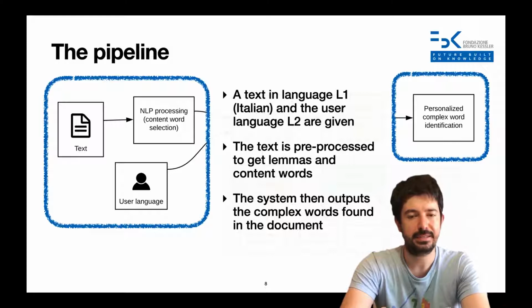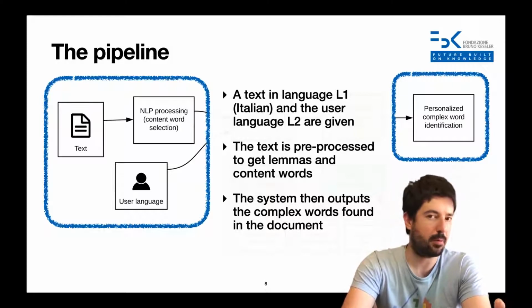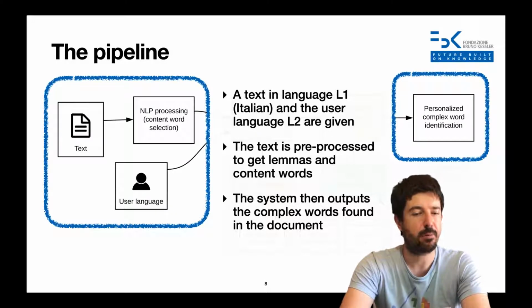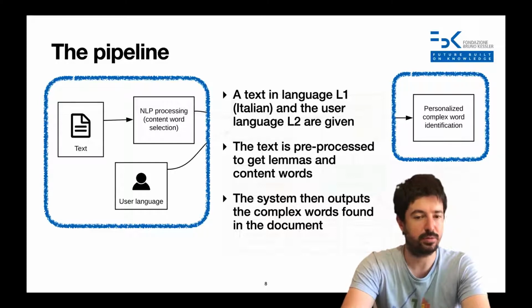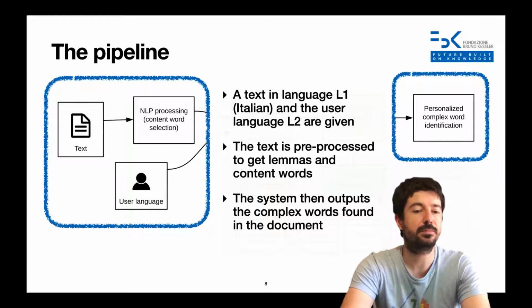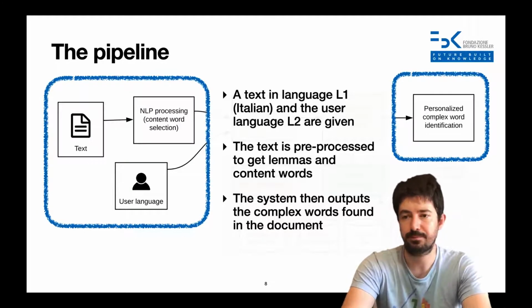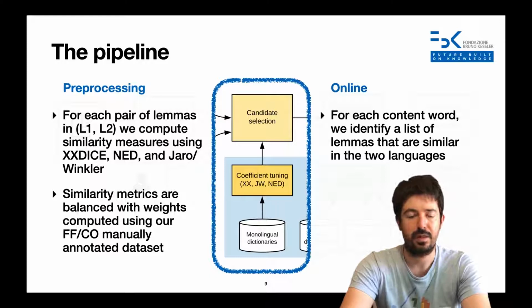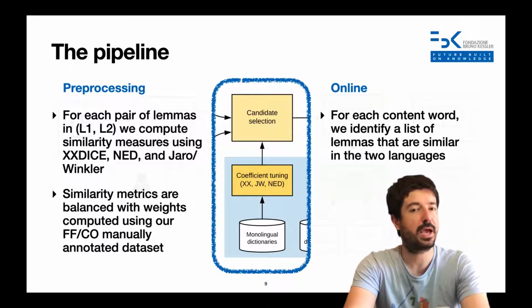First of all, a text in language L1, in our case Italian, and the user language L2 are given as input. Then the text is pre-processed to get lemmas and content words using a natural language processing pipeline. The system then outputs the complex words found in the document. The yellow part of the pipeline is divided into preprocessing and online phase.